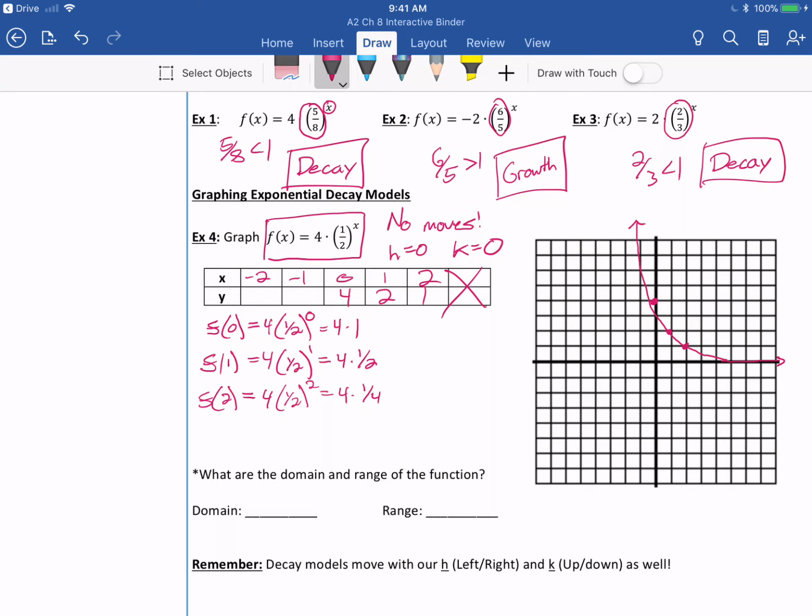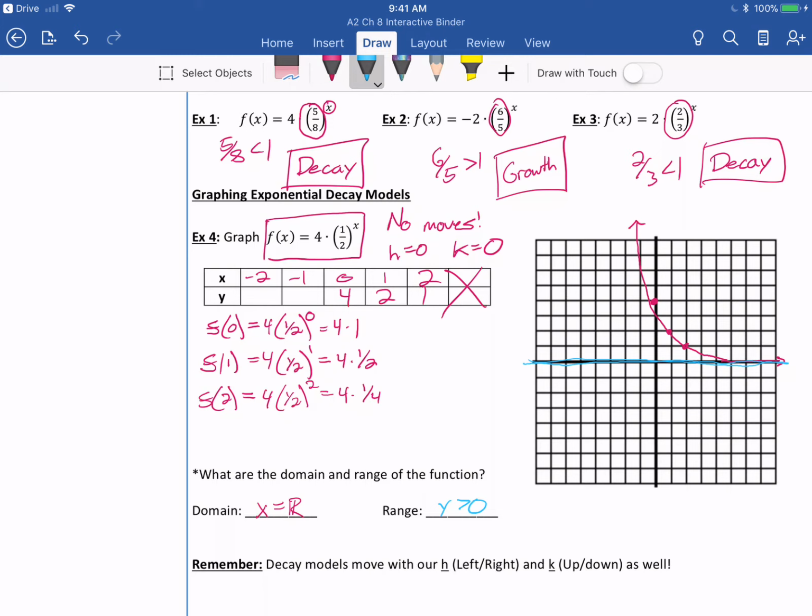Domain and range. My domain for exponential growth and decay are both x equals all real numbers. There's no x value that it gets really, really close to. But my range right here, it gets really, really close to this 0. All right, so that is why my y has to be greater than 0.